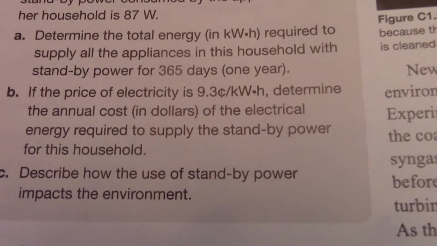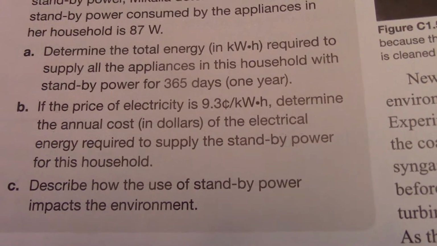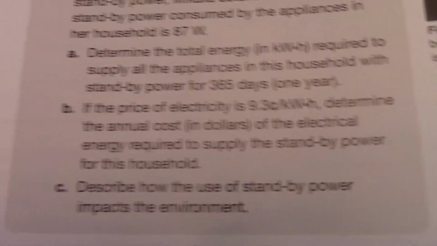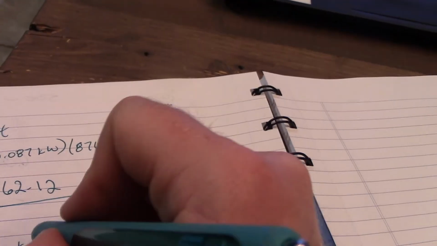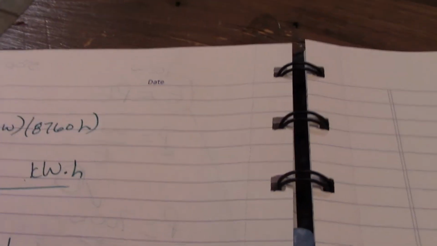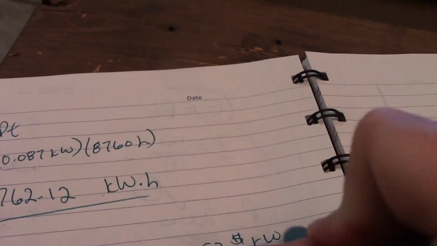So B says, if the price of electricity is 9.3 cents per kilowatt hour, determine the annual cost in dollars of the electrical energy required to supply the standby power for this household. So I've got 9.3 cents per kilowatt hour, and let's convert that to dollars. 9.3 divided by 100 is $0.093 per kilowatt hour.